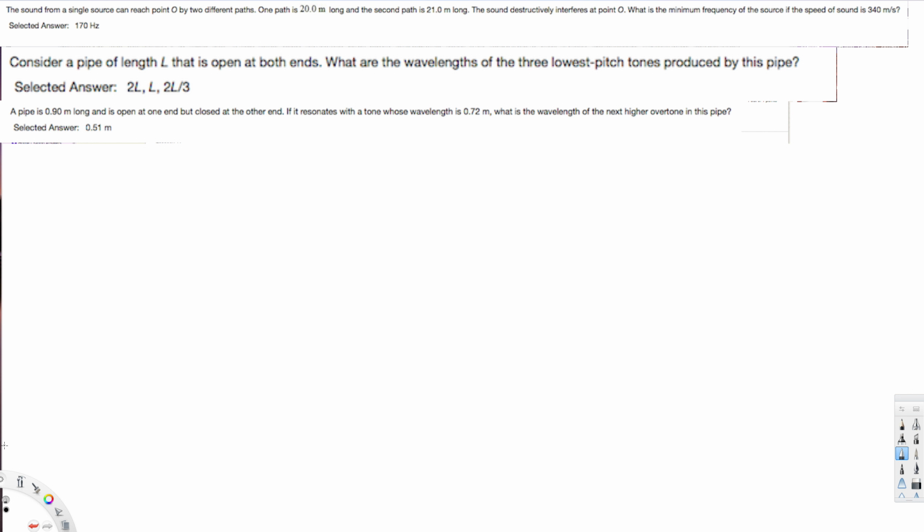Let's do this problem right here. The first question is asking: a sound from a single source can reach point O by two different paths. One path is 20 meters long and the second path is 21 meters long. The sound destructively interferes at point O. What is the minimum frequency of the source if the speed of the sound is 340 meters per second?